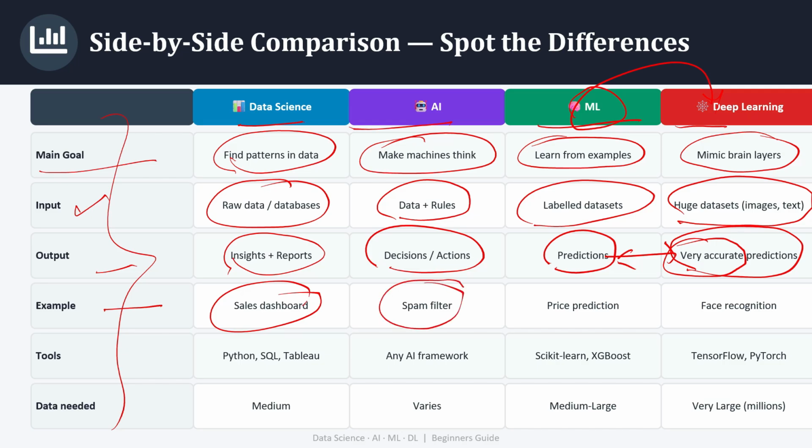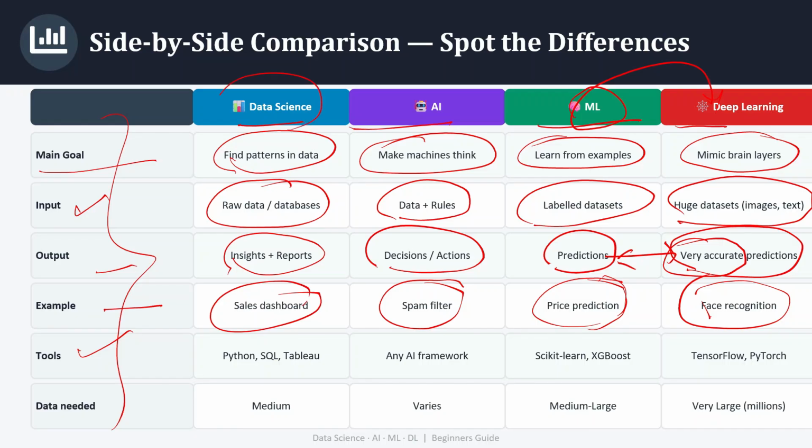With AI, you are going to build spam filters. With ML, you are going to predict the price: what could be the price of the flat in the next couple of months or a year's time. With deep learning, you are going for face recognition. So we have different kinds of tools when you are going to learn the different technologies.